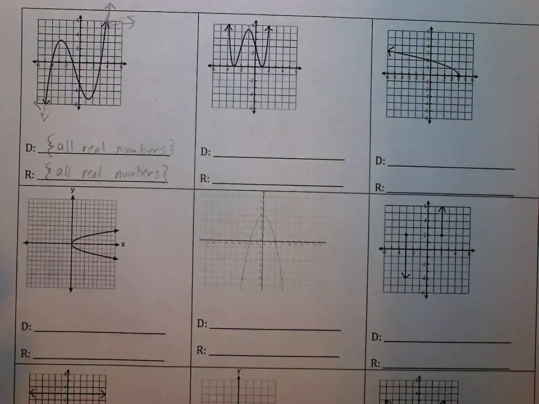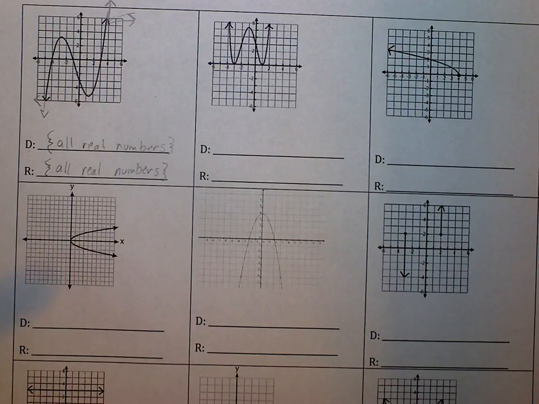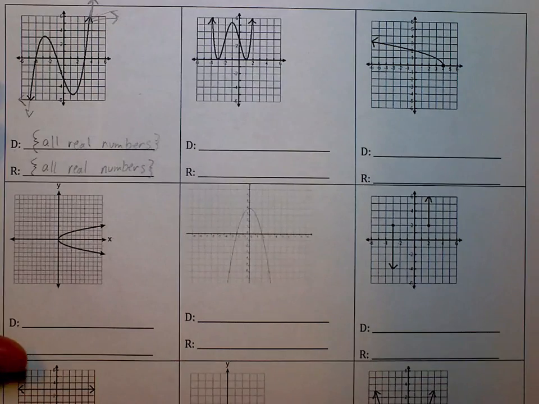Okay, so this is a very different kind of graph. Now, it seems like, okay, cool, graphs that have arrows just have all real numbers, then we're done. But actually, that's not the case. Let's look at the next one.